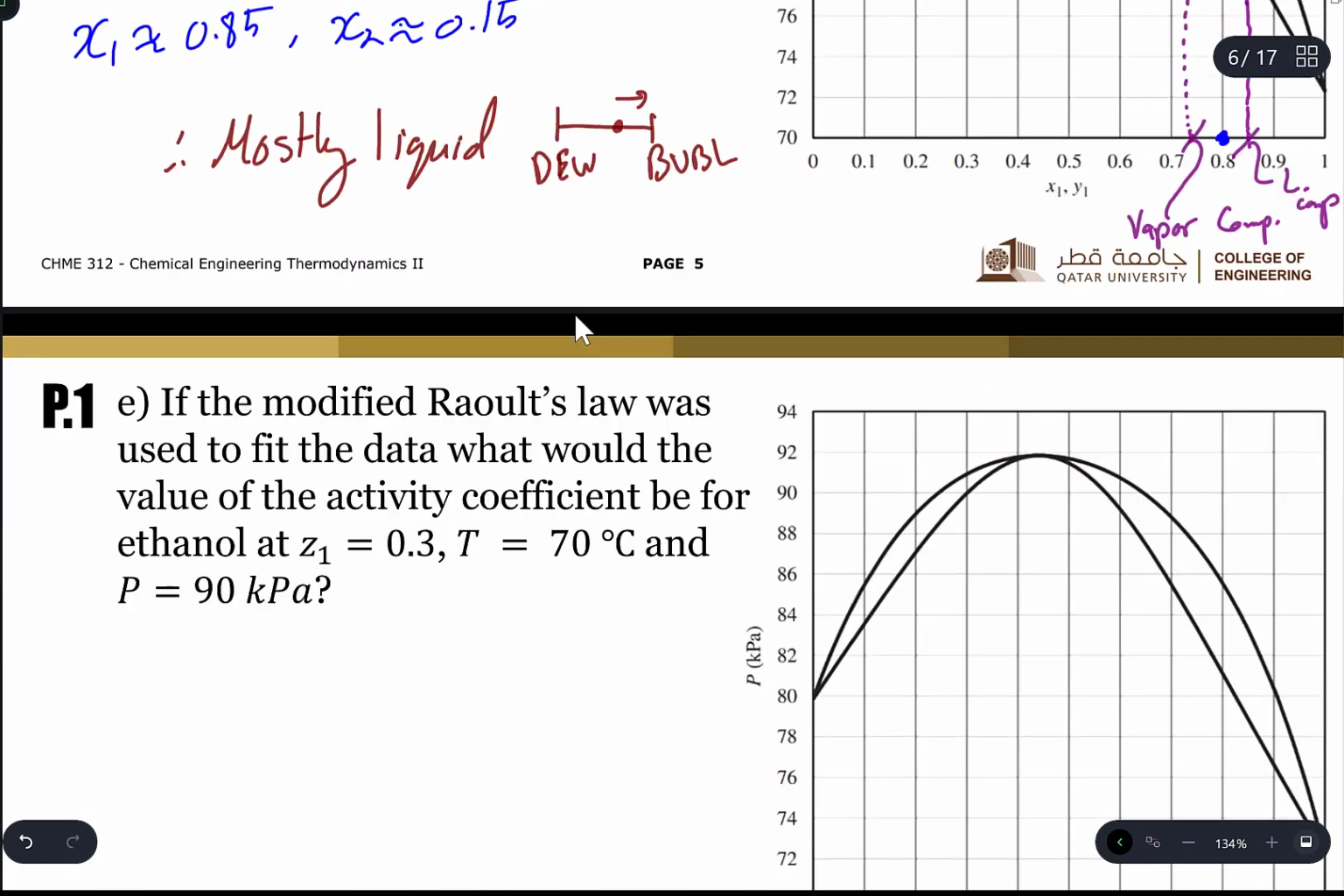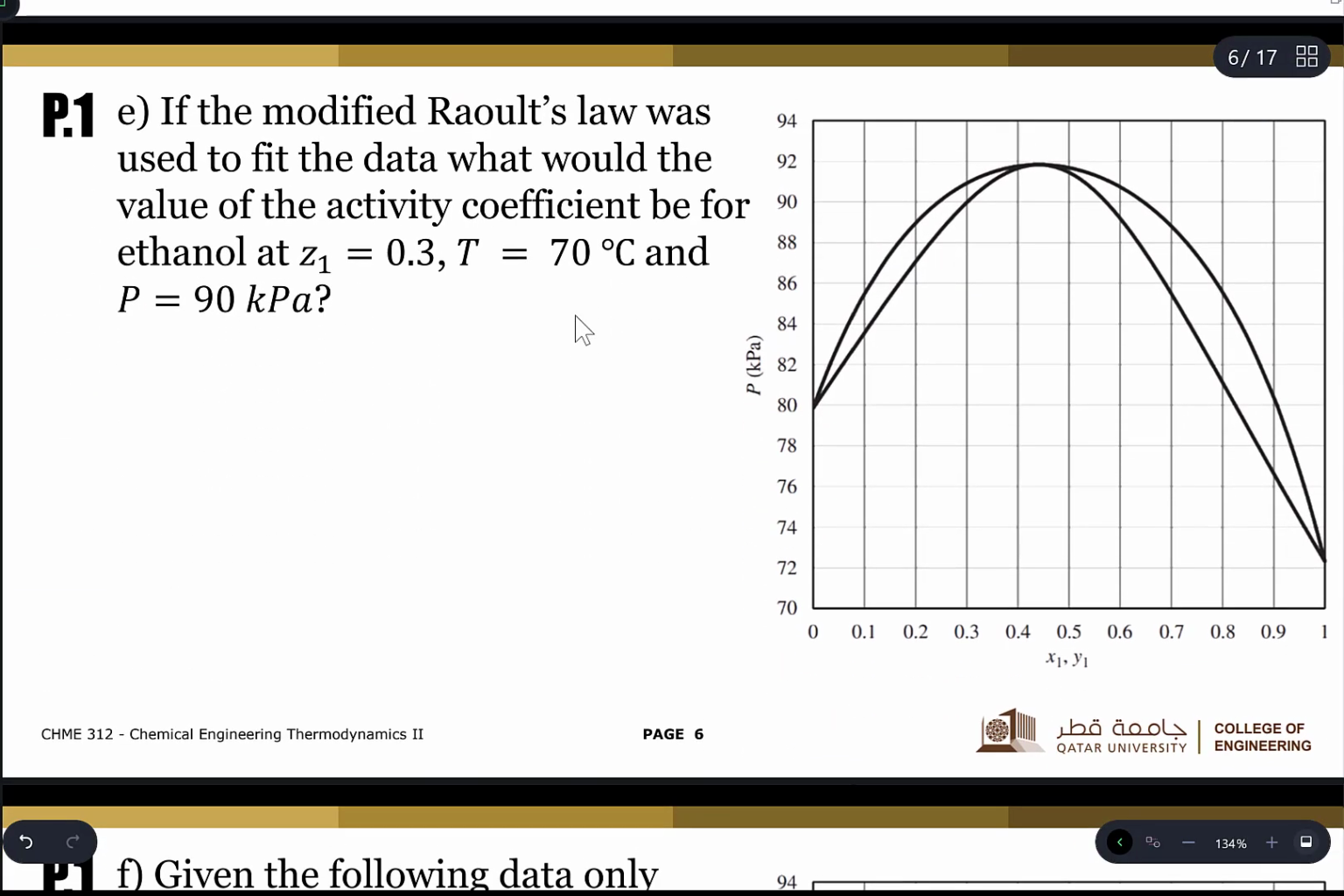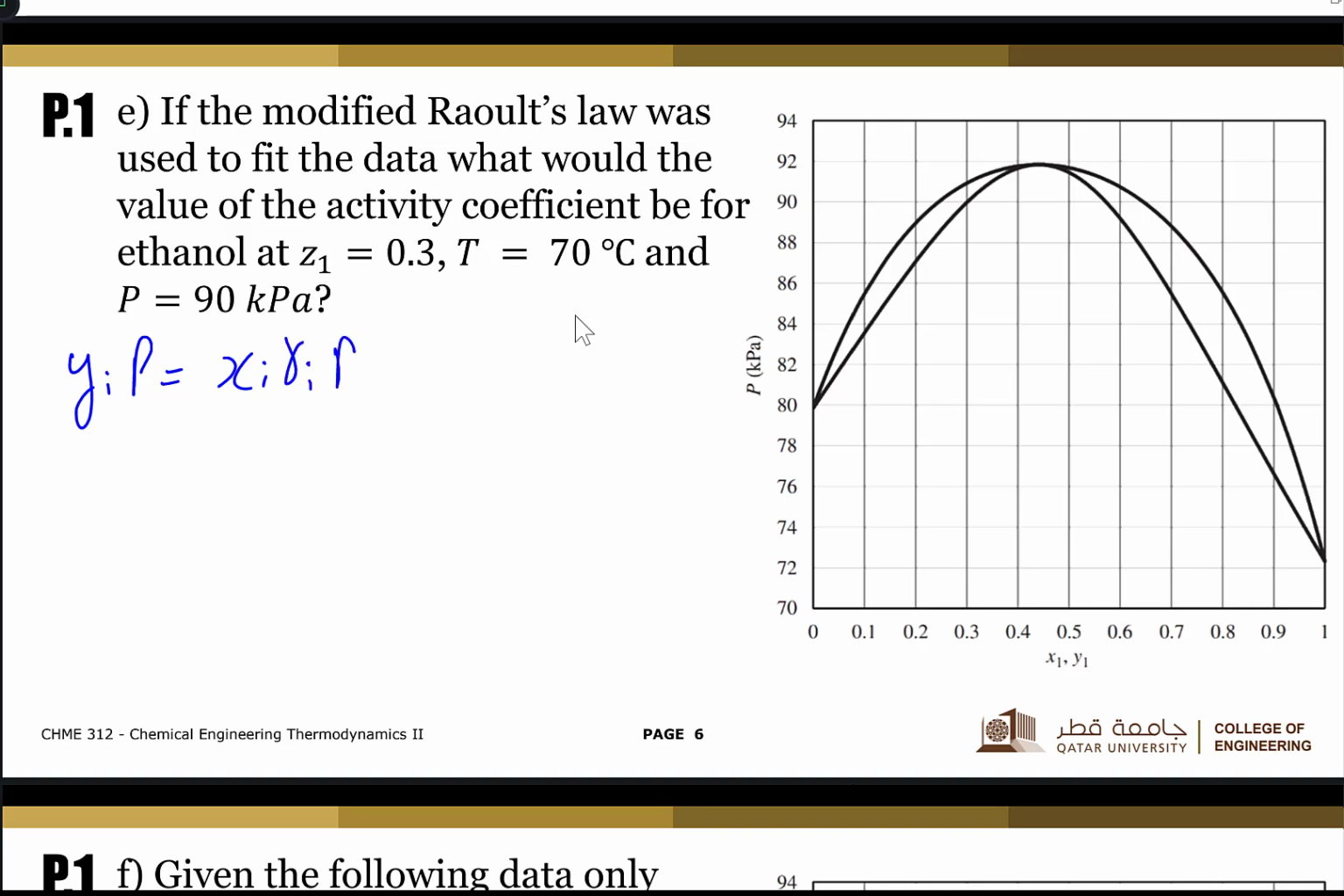All right. Next problem. If the modified Raoult's law was used to fit the data, what would the value of the activity coefficient be for ethanol at z1 equals 0.3, T equals 70, and P equals 90 kilopascals? So the first thing you want to do is write down the modified Raoult's law, just to think about what I am trying to find here. So we have yi equals xi, activity coefficient, multiplied by Pi sat.